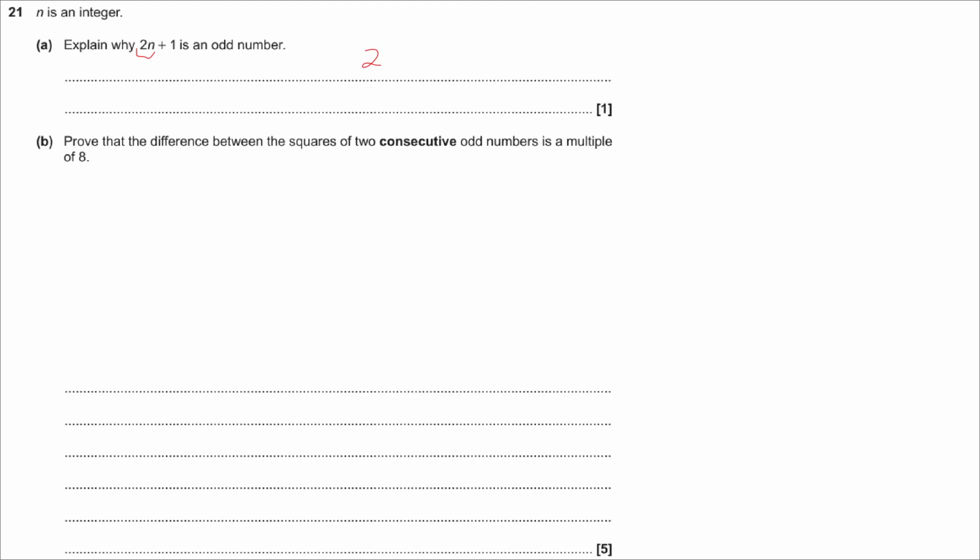So 2n just produces the 2 times table. Like when n is equal to 1, n is equal to 2, and n is equal to 3. Well, when n is equal to 1, 2 times 1 gives you 2. When n is equal to 2, 2 times 2 gives you 4. When n is equal to 3, 2 times 3 gives you 6. So 2n are the even numbers. It's your 2 times table. If you add 1 to an even number, it's got to be odd.